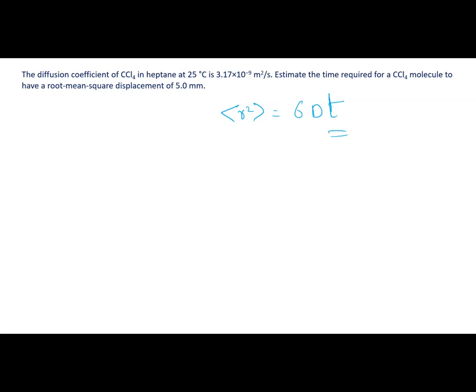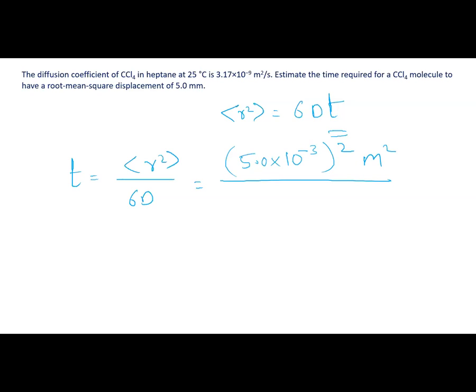Again, we have to find the time the CCl4 molecule will take to get displaced by 5 millimeters, given the diffusion coefficient. So it's a straightforward problem. t is equal to r squared over 6D. r squared is 5 millimeters, but we have to convert that to meters into SI units, which is 5 times 10 power negative 3, whole squared, and then at the end we get meter squared because we are also squaring the units. Divided by 6 times the diffusion coefficient, 3.17 times 10 power negative 9 meter squared per second.